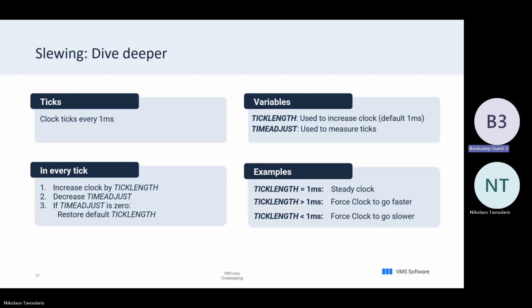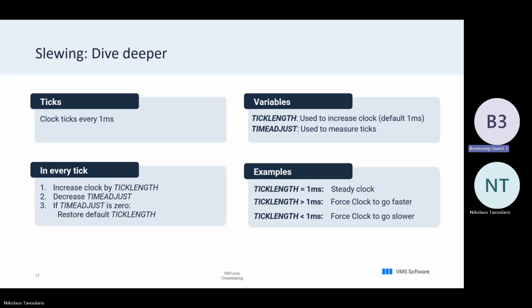Now let's see how slewing works. So we have ticks every 1 millisecond. We have an interrupt every 1 millisecond, so that is the interval. And every 1 millisecond, we update the clock, we increase the clock by the tick length. So if we have a tick length with a value of 1 millisecond, we increase the clock in every millisecond by 1 millisecond. And we have a steady clock.